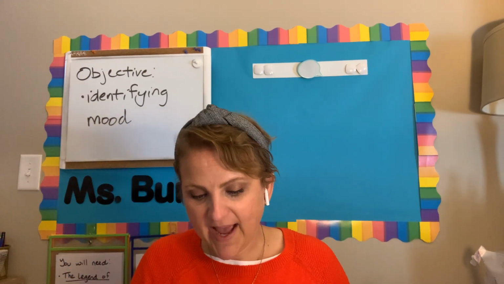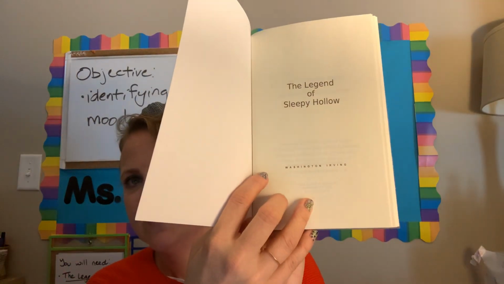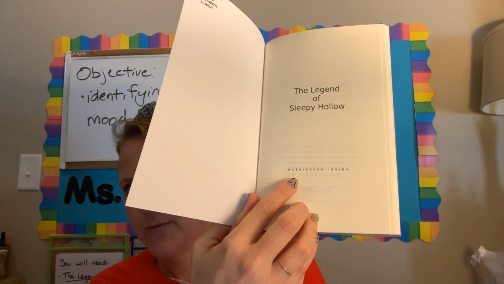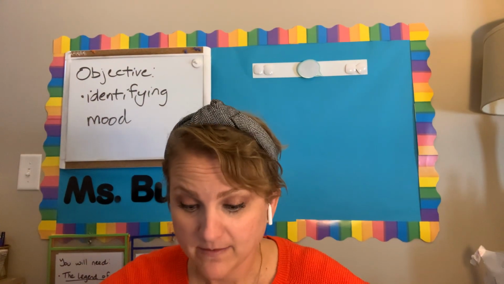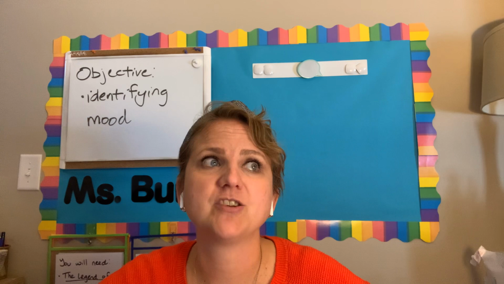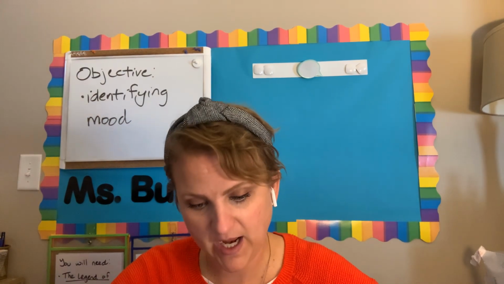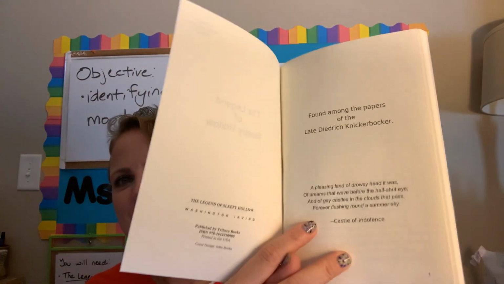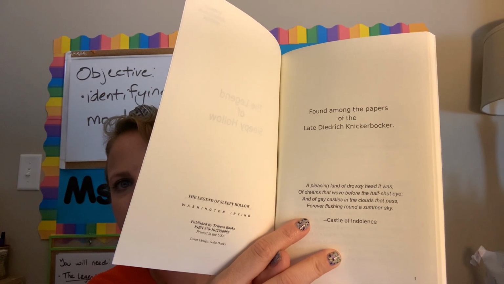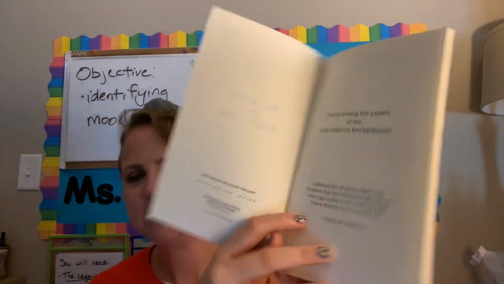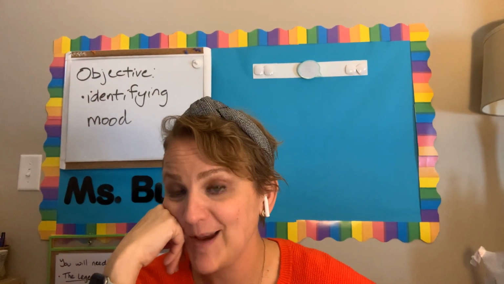So when we look at this cover page here, The Legend of Sleepy Hollow, it tells us it is written by Washington Irving. So that's true. The author of The Legend of Sleepy Hollow is a man by the name of Washington Irving, okay? However, if you look at this next page, it says this was found among the papers of the late Dietrich Knickerbocker, okay? So this is how it's being set up.